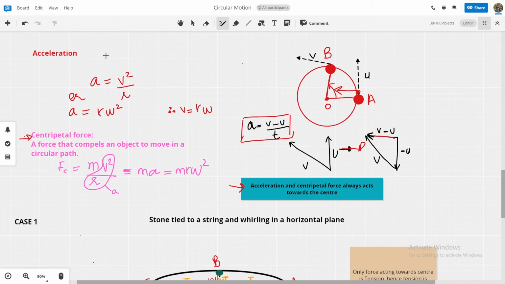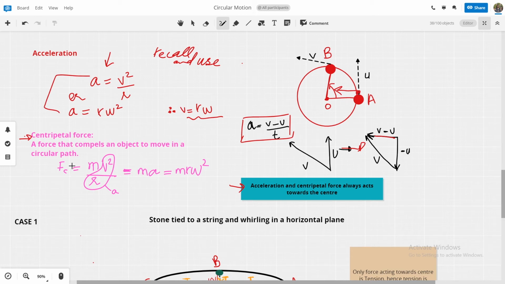Now let's look at the formula for acceleration. There is a long derivation to this formula, but it's not required at this stage, or it doesn't come in the examination. So we'll just recall and use. Okay, so acceleration is equal to v square over r. You can substitute v by r omega, and this can become r omega square. So again, we have two formulas for acceleration.